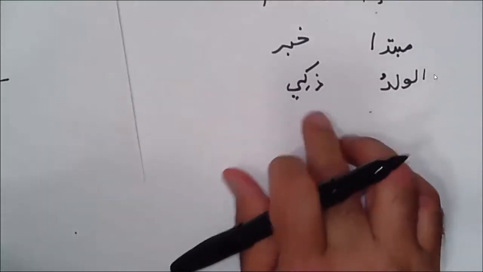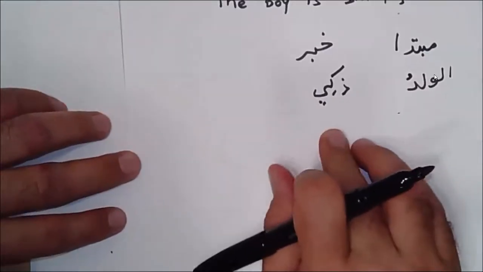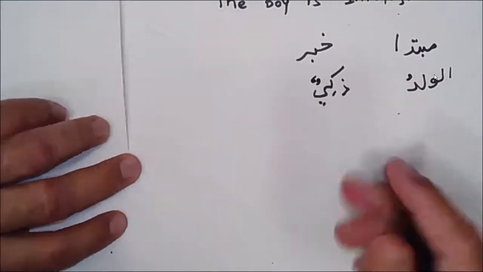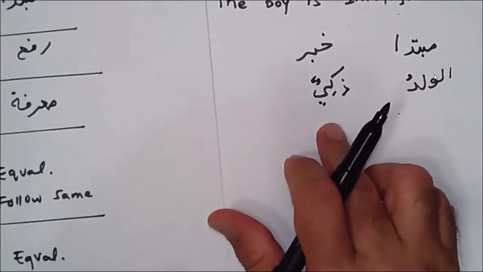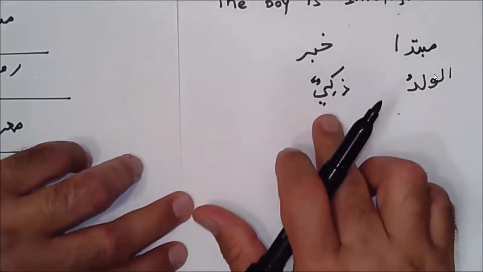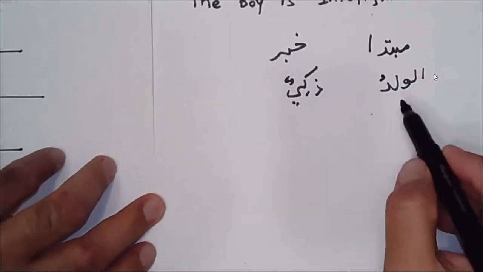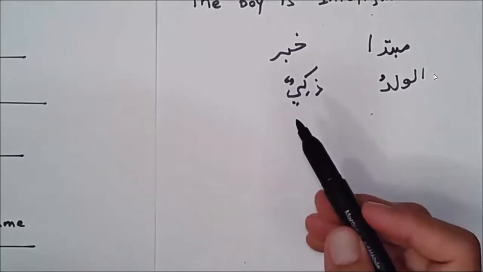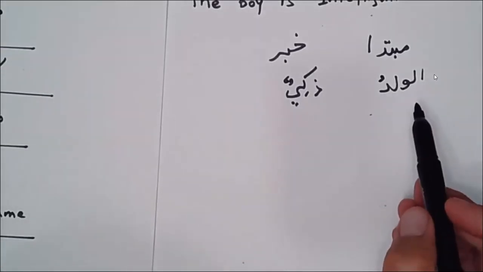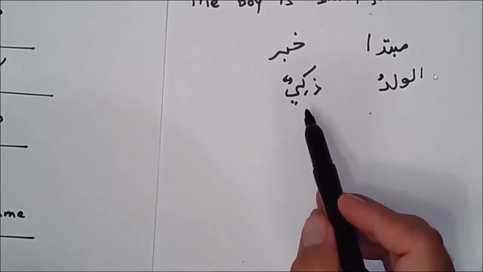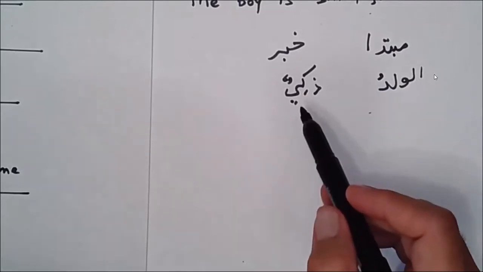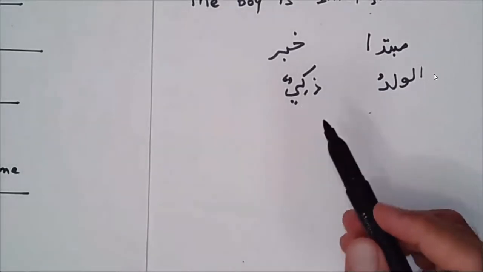Now, is the khabar supposed to be nakara or marifa? Nakara. So how do you make nakara? Zakiyun. Now, why did you put zakiyun? What is the status supposed to be of both of these? Rafa and Rafa, mashallah. And is the gender male? Is Zakiyun male? Yes. Is Walad singular? Yes. Is Zakiyun singular? Yes.